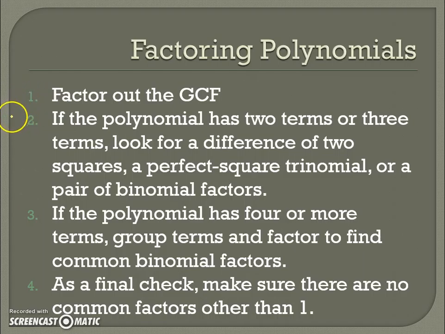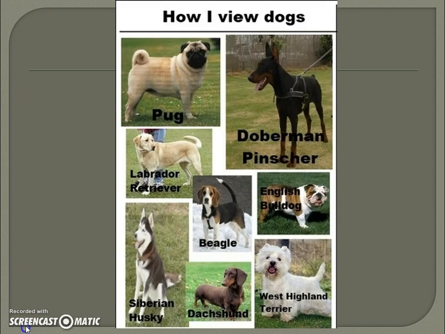If the polynomial has two terms or three terms, look for a difference of two squares, a perfect square trinomial, or a pair of binomial factors. If the polynomial has four or more terms, group terms and factor to find common binomial factors. And then as a final check, make sure there are no common factors other than one. Going through these steps in this order will help you do what we're going to do today. So let's go ahead and keep moving.